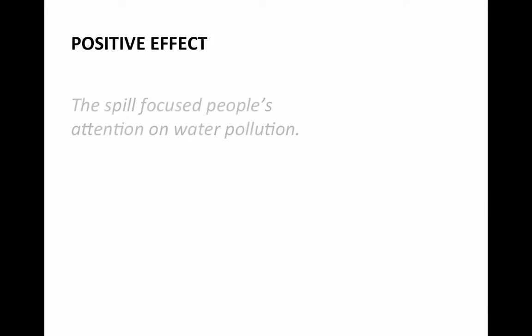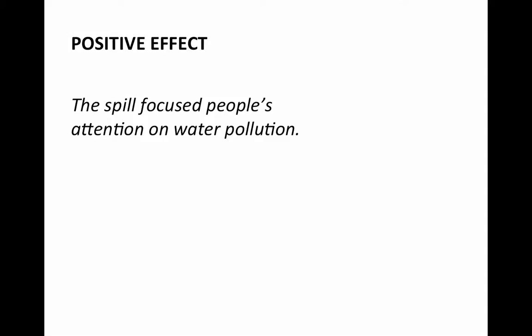Still, there was one positive effect from the spill. The spill focused people's attention on water pollution. In the Tisza-Danube River system, pollution was a huge problem. Mining accidents were only one source of pollution. Many towns dumped their untreated sewage into the waterways. Farms and factories also polluted the rivers with fertilizers and chemicals.